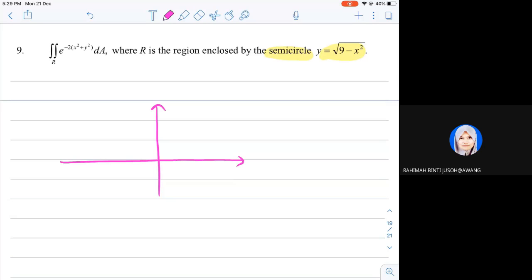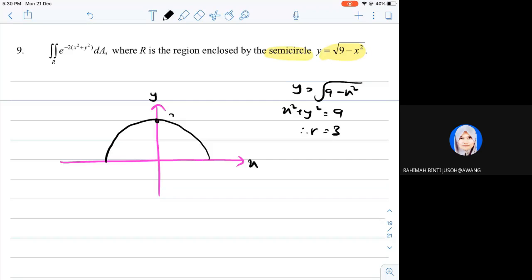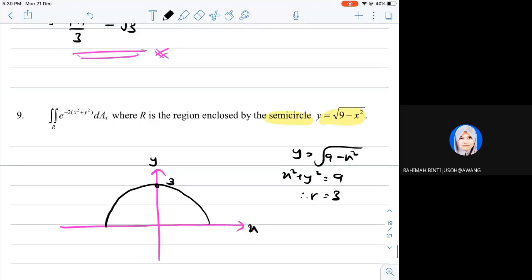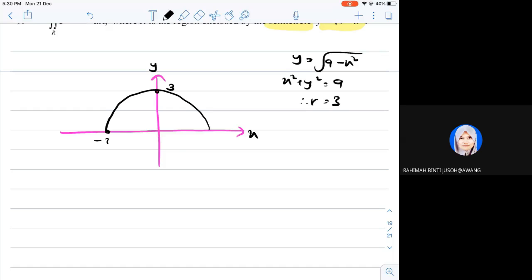So semicircle ni belah mana? Right, left, upper, upward or downward? Left. Left, are you sure? Ni y kan? No. Upper part kan? Upper part. Upper part of semicircle. So kita ada yang ni. What's the radius? 3. Yes, okay, square root of 9 minus x squared. So we have x squared plus y squared equals to 9. Therefore, r equals to 3. So here 3. Okay, and then of course, right here should be negative 3 until 3.